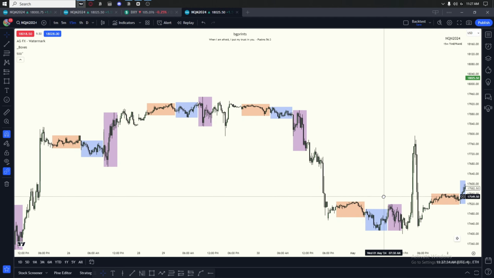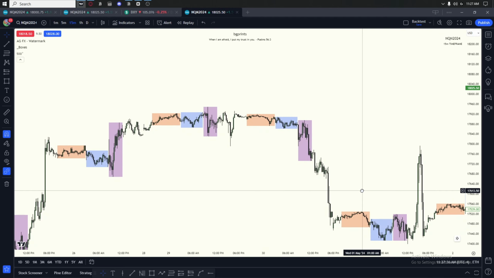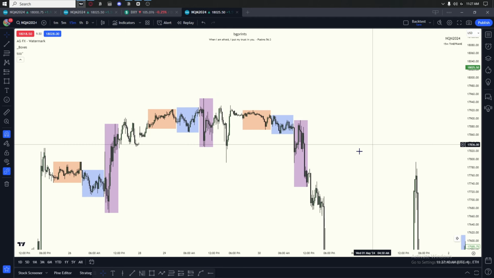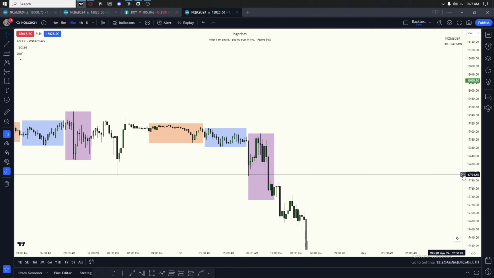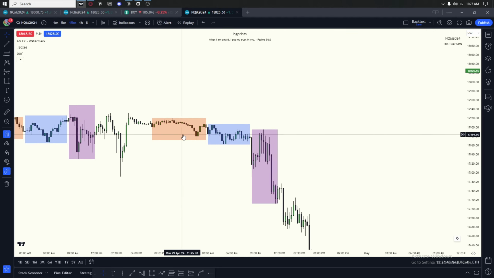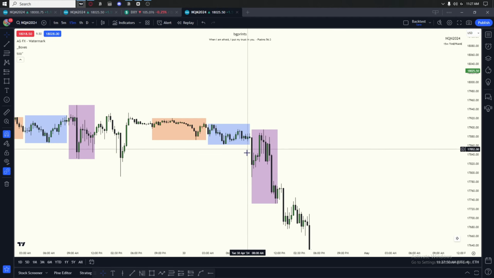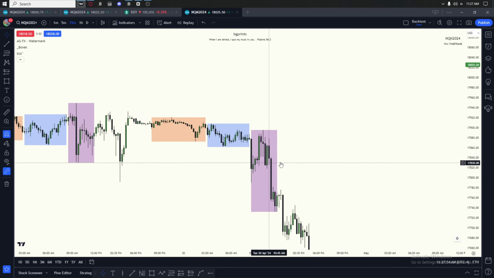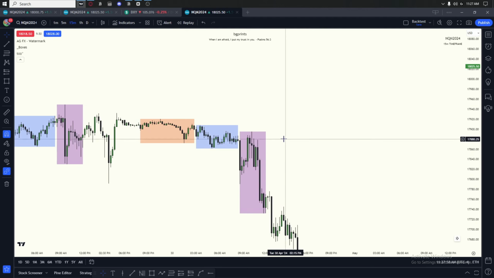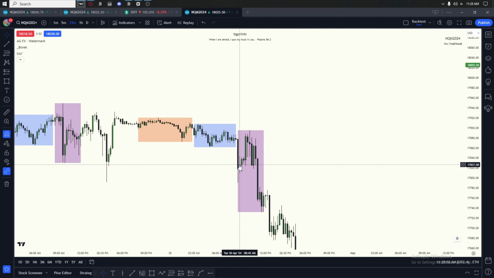So let's go over a few more examples. It's not a bad example. Sometimes, if there is no manipulation in the London session, because it's usually Asia accumulation, London manipulation, and then New York AM distribution, right? That is the power of 3 right there. That is AMD.